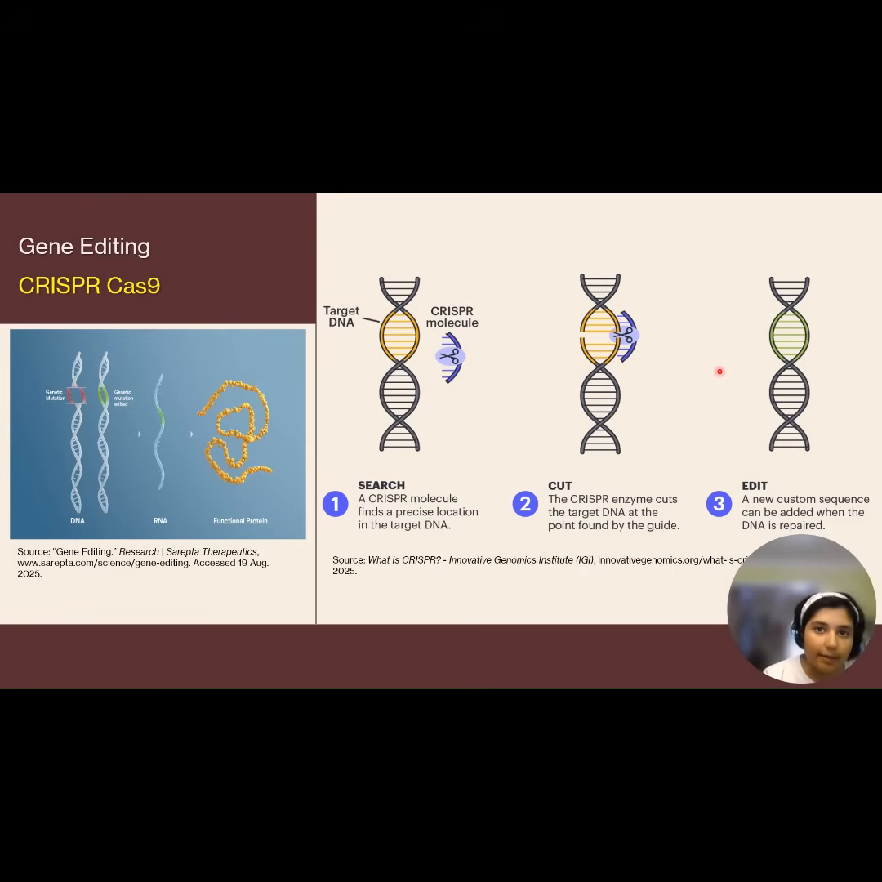Cas9 is like molecular scissors to cut DNA. When DNA is cut, this creates an opportunity to change the DNA sequence at and around the cut site by harnessing the cell's natural repair pathways.